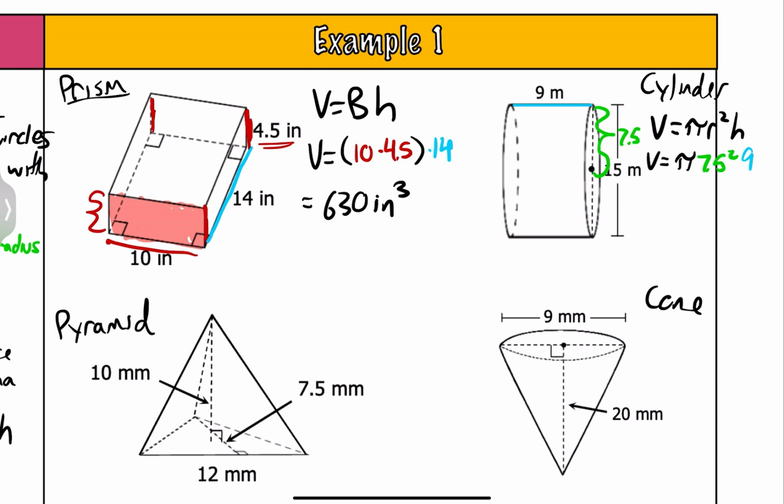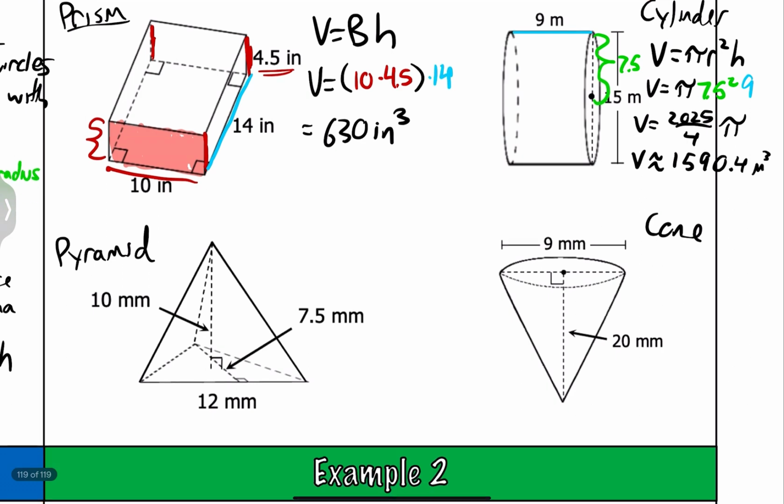So if they should ask for the volume in terms of pi, you want to write it as a fraction, so it would be 2025 over 4 pi. If they don't ask for it, then you would multiply the pi in, and you would get 1590.4 cubic meters. So all this is pretty straightforward.